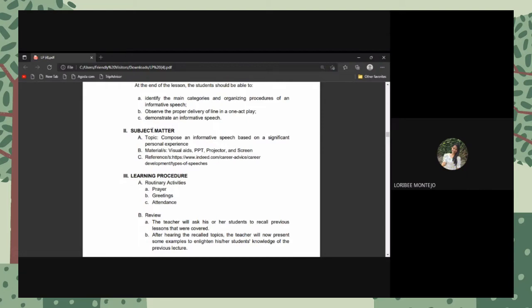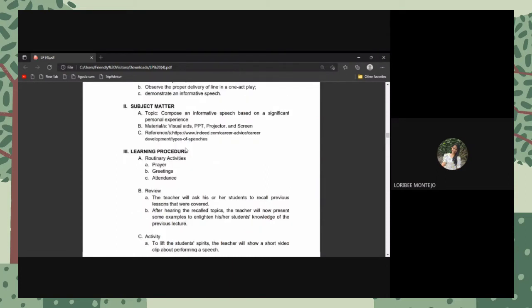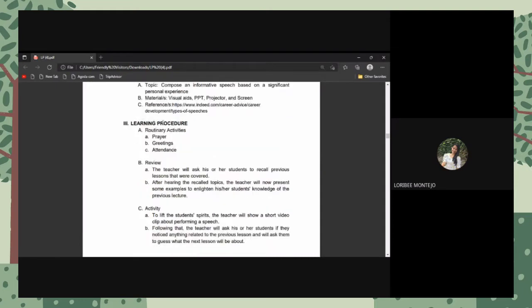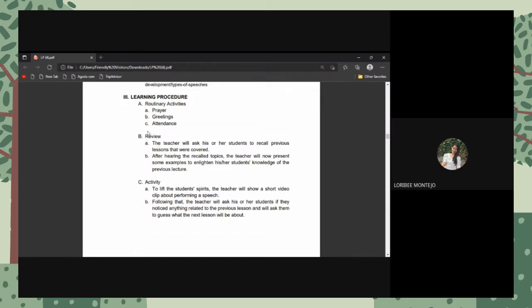In our subject matter, we have here the topic, the materials, and the references. So now we will go down to our learning procedure, which is the routinary activities. We will have there the prayer, greetings, and attendance. So here, before our lesson starts, we will be having a review.